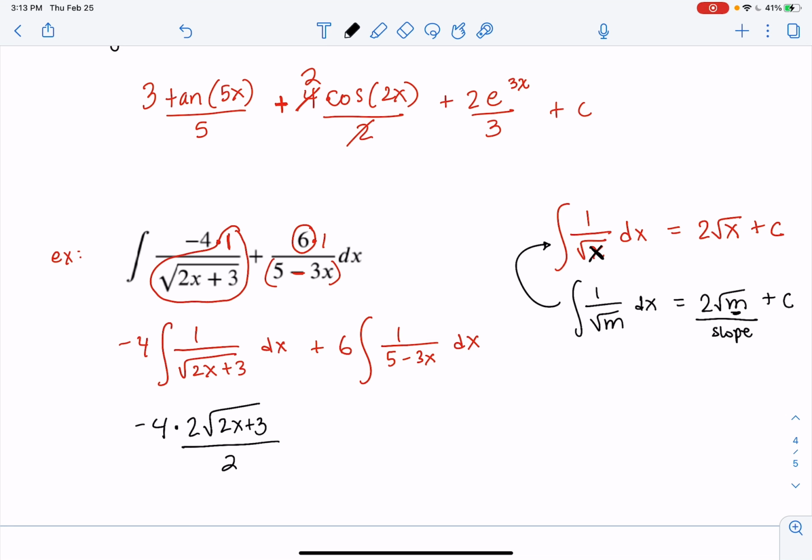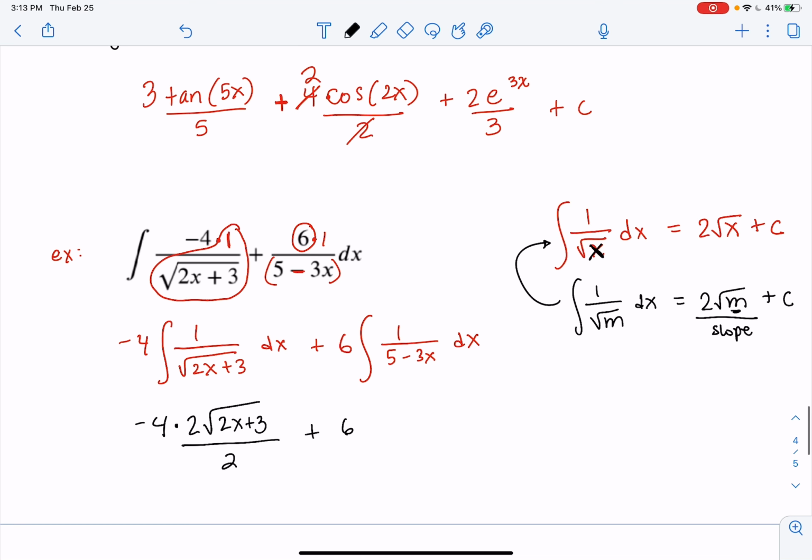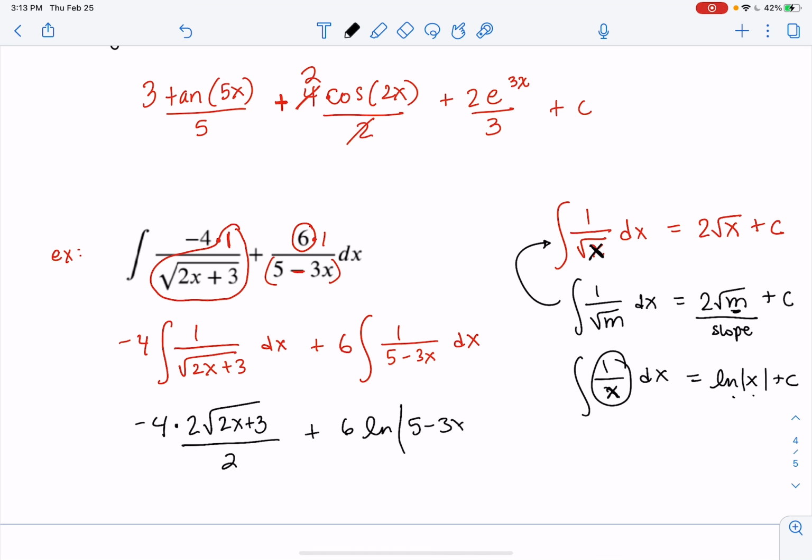Let's try the next one. So we have plus 6. This time, this should remind you of this rule, whose integral is natural log absolute value of x. However, instead of an x down there, it's a line. So I know chain rule is involved. So I'll go ahead and apply this rule. Instead of 1 over x, it's 1 over monkey. So instead of natural log of x, I'll get the natural log of monkey being that inside expression.